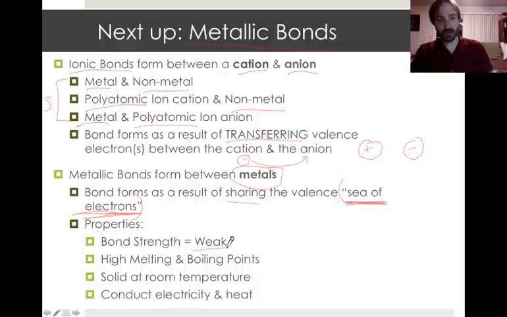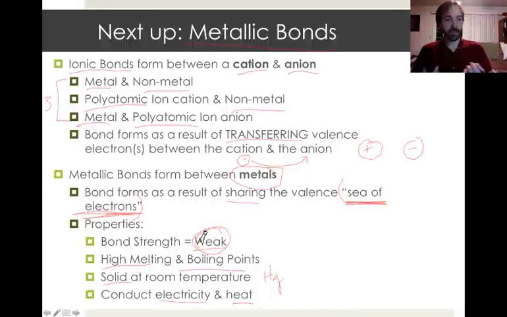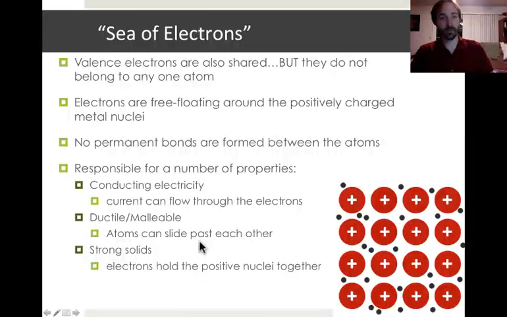Things like weak bonding strength, high melting, high boiling, solids at room temp with the exception of mercury, and they have the ability to conduct electricity and heat. Now one thing I do want to point out, just because they have weak bond strength, I know we think of metals as being really strong. It's not that they have weak bonds and that means it's a weak substance. It means that the bonds are adjustable. Because they're weak, they have the ability to slide a little bit, rearrange, and adjust, and we'll see that that's one of the reasons why metals can do what they do.